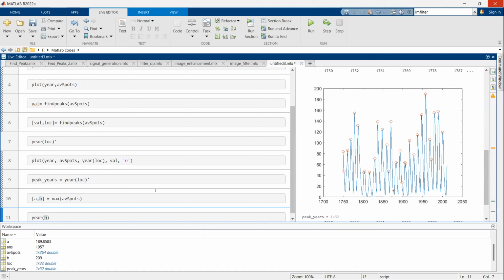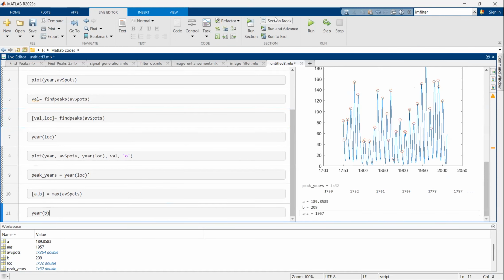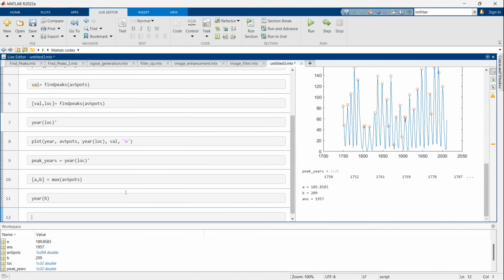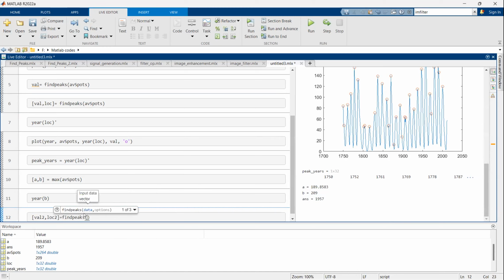Now there are some additional parameters in this find peaks function that we can call to make this much clearer. So let's define it like this: val2 log2 equals find peaks in your average spots. You can see these are the other arguments, the different arguments that are available. We are interested in some of them.